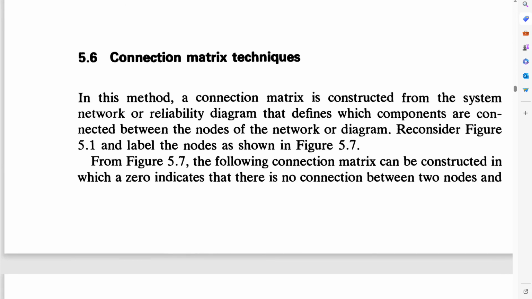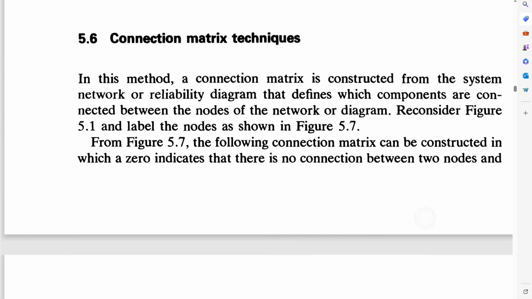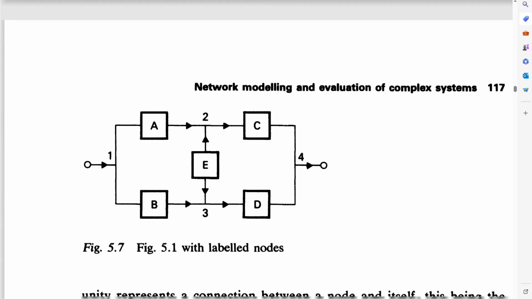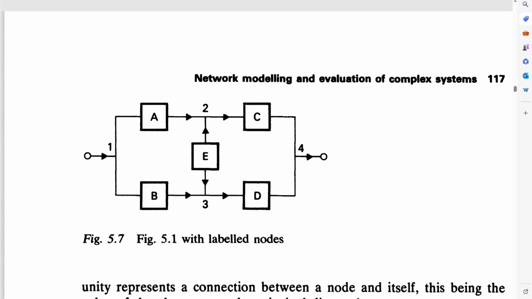Another method in this chapter is the connection matrix. In this method, a connection matrix is constructed from the system network or reliability diagram. I showed you in this example. As you see in a bridge system that we have introduced before in this chapter, we have 5 parts: A, B, C, D, and E. And as you see, we have a connection diagram.